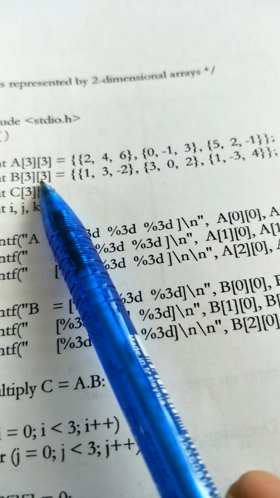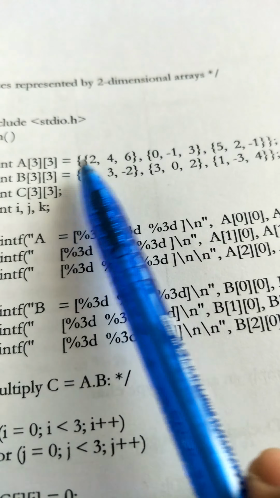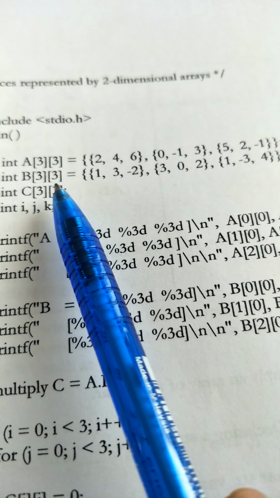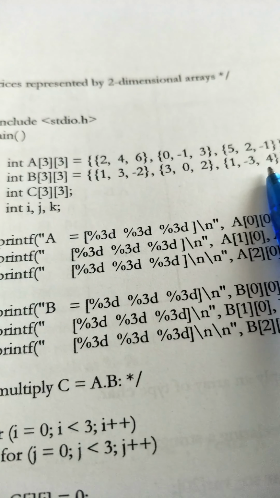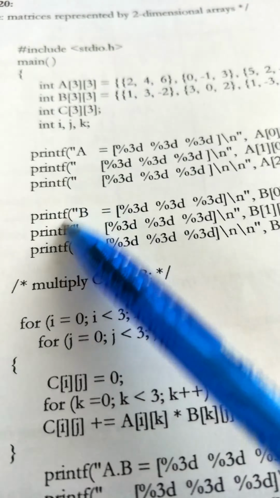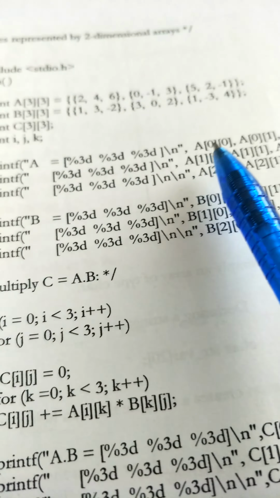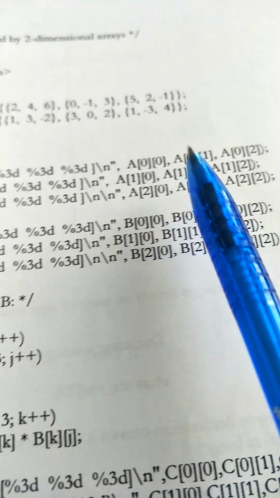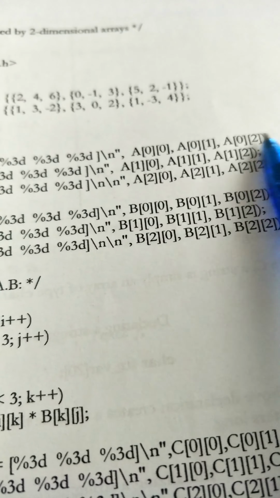Okay, so the first row of matrix A is 2, 4, 6. The second row is that, and the third row is that. And for matrix B, first row, second row, and third row. Now the first few lines here, print A, print B. So what the compiler does is just print each of those elements. Of course, you can write it in a better way.